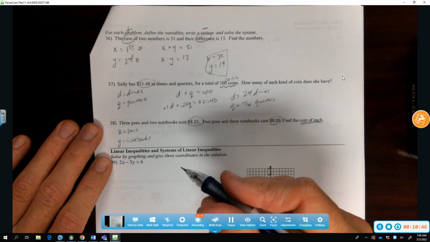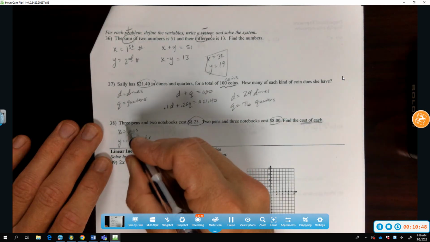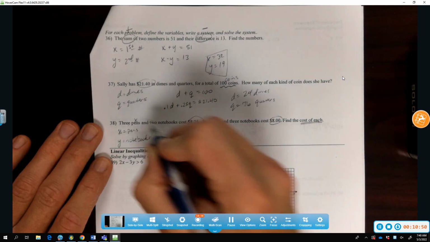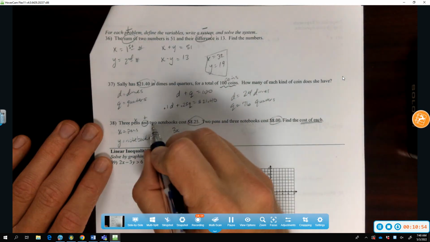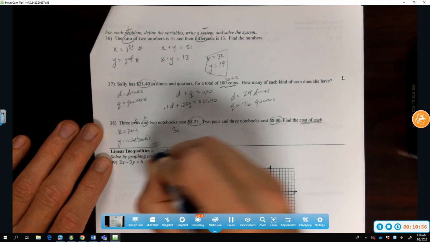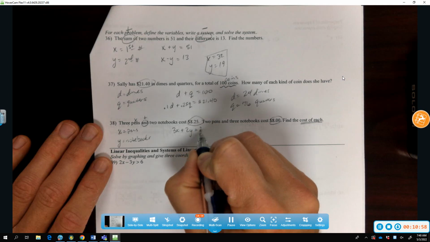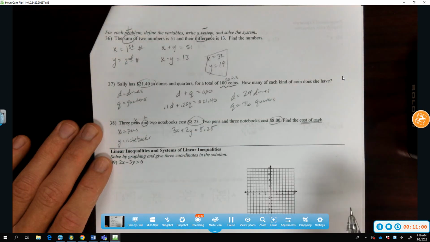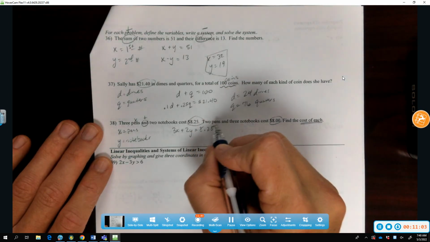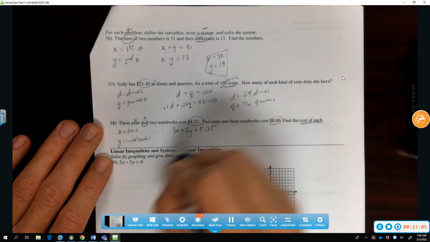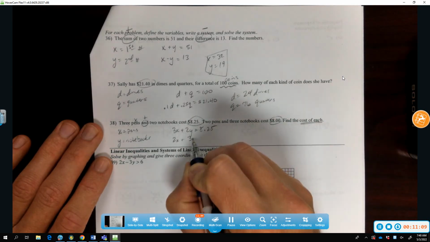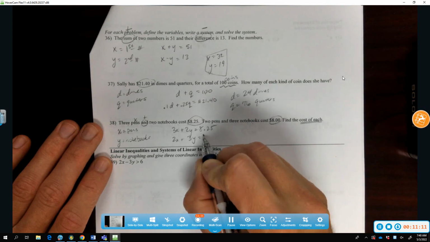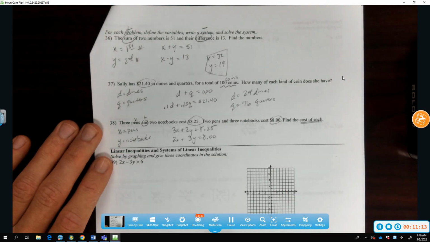So my first equation, I bought 3 pens, so 3 times X, because again X is pens, and means to add, 2 notebooks, so 2 times Y, because Y is notebooks, and that's equal to $8.25. Here we bought 2 pens and 3 notebooks, so we bought 2 times X, and 3 times notebooks, 3Y, and that cost me a total of $8. So there's my system of equations.